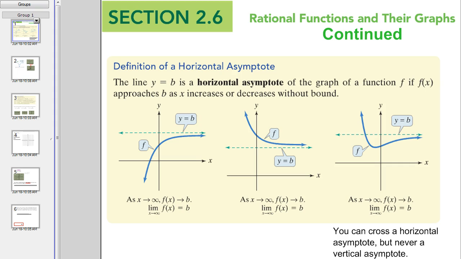Hello 171 class, this is your notes for section 2.6 part 2. We're going to move our way from vertical asymptotes to horizontal asymptotes.